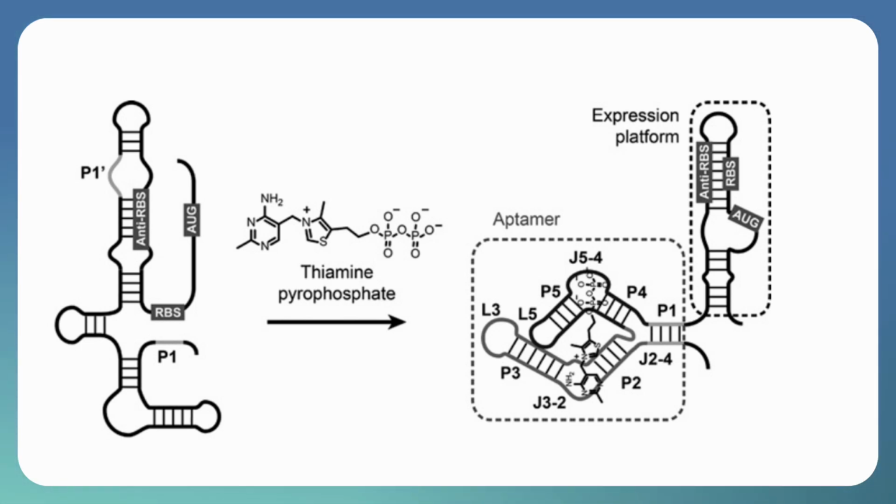This riboswitch mechanism is used not only in bacteria but also in eukaryotes. With this, I conclude the explanation of the tryptophan operon and riboswitch.